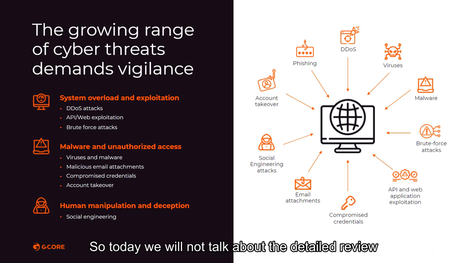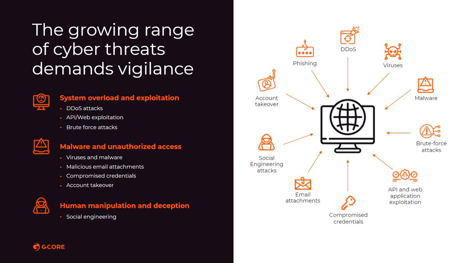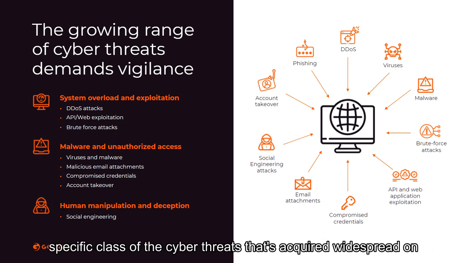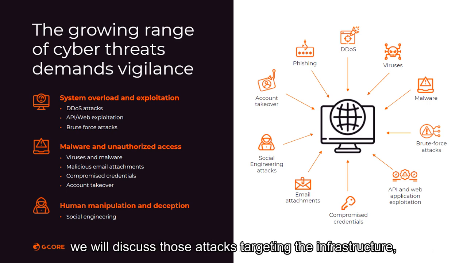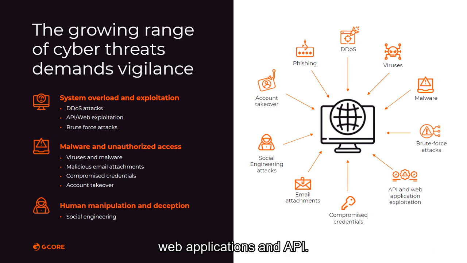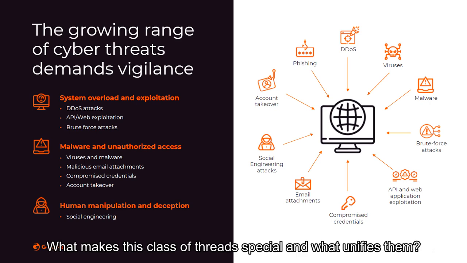So today we will not talk about a detailed review of all methods for counteracting. There is a long list of threats, and it would take a significant amount of time. But today I would like to focus on a specific class of cyber threats that's quite widespread on the internet. Therefore, we will discuss DDoS attacks targeting the infrastructure, web applications, and API. What makes this class of threats special, and what unifies them?